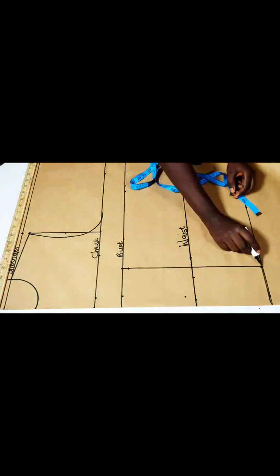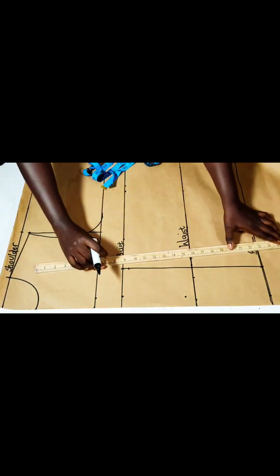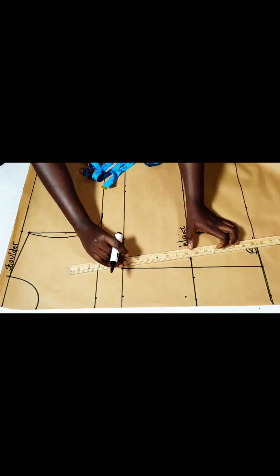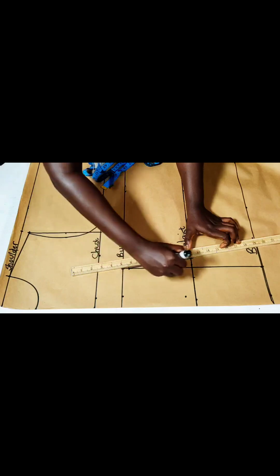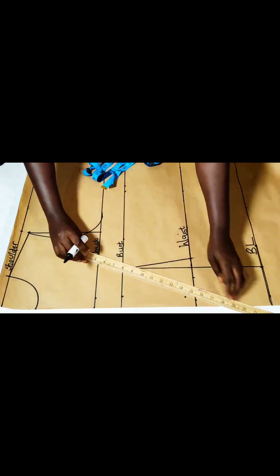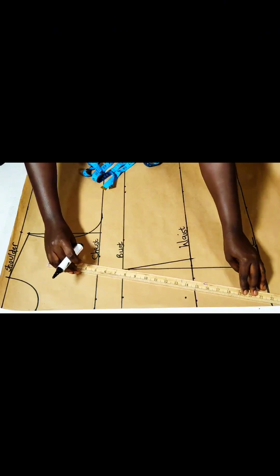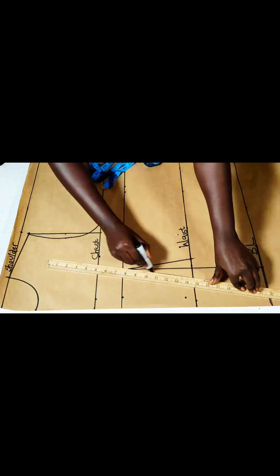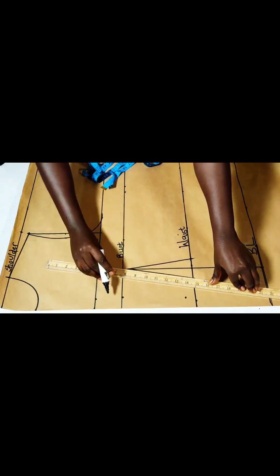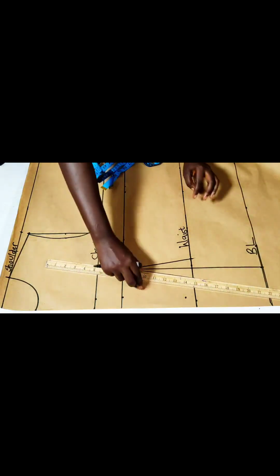Now from there, just take your ruler and connect from your bust point, where you came down by half an inch, to the waist point, then connect the other leg as well. Just take your time. You can even watch it as slowly as you need to understand and just go through. You are going to get it.